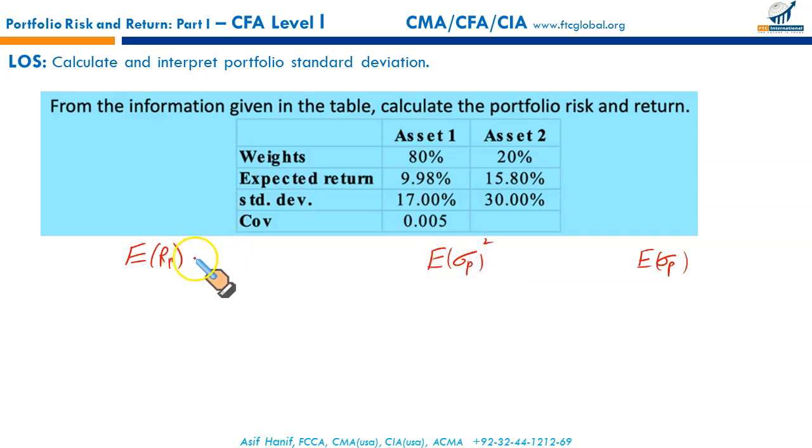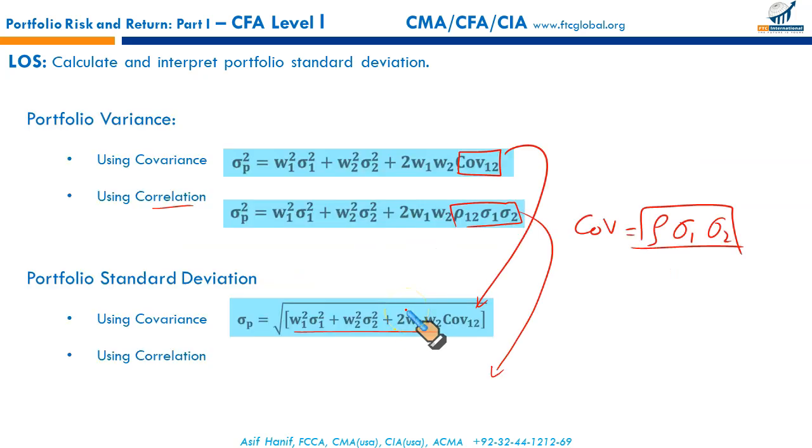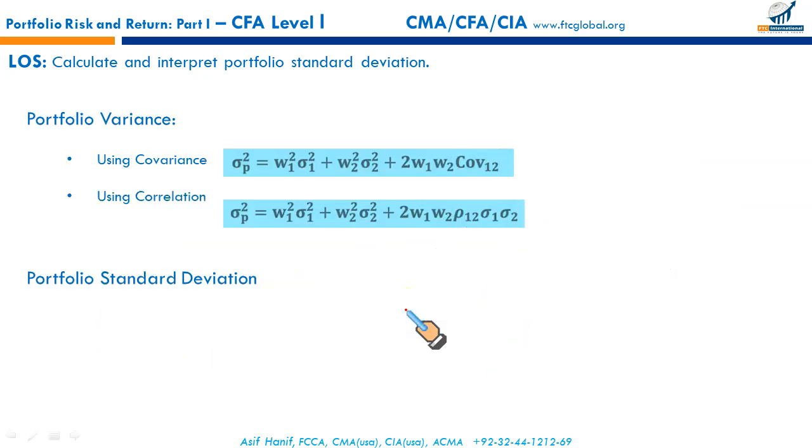How do we do that? It's very simple, straightforward. 80% weightage to asset 1 has a return expectation of 9.98%, weighted average. 20% weight to asset 2 at the rate of 15.8%. So if you simplify, you will get 11.14. So this is the expected return on the portfolio. Now, if you need to calculate the variance, you just learned the formula previously, this one. Using the variance approach, this one.